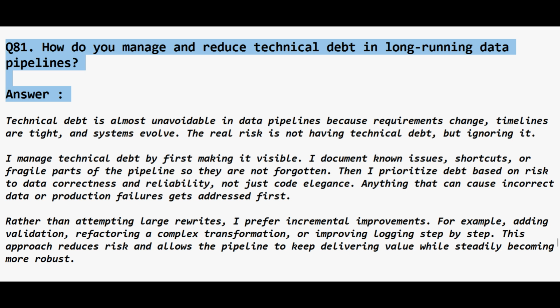Rather than attempting large rewrites, I prefer incremental improvements. For example, adding validation, refactoring a complex transformation, or improving logging step by step. This approach reduces risk and allows the pipeline to keep delivering value while steadily becoming more robust.